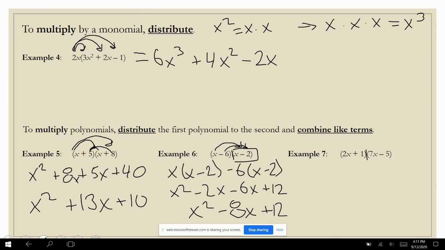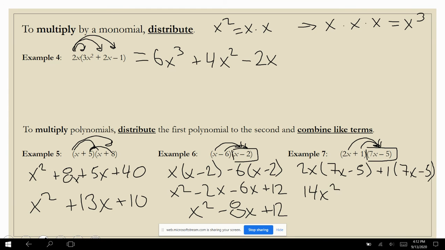We're going to be distributing each piece of our sum to our second polynomial, which means we're going to distribute the 2x to both terms and the 1 to both terms. So that's going to give us 2x times 7x minus 5 and 1 times 7x minus 5. We distribute a second time. 2 times 7 gives us 14. X times x is x squared. 2x times -5 is -10x. Now we distribute the 1 to 7x minus 5.